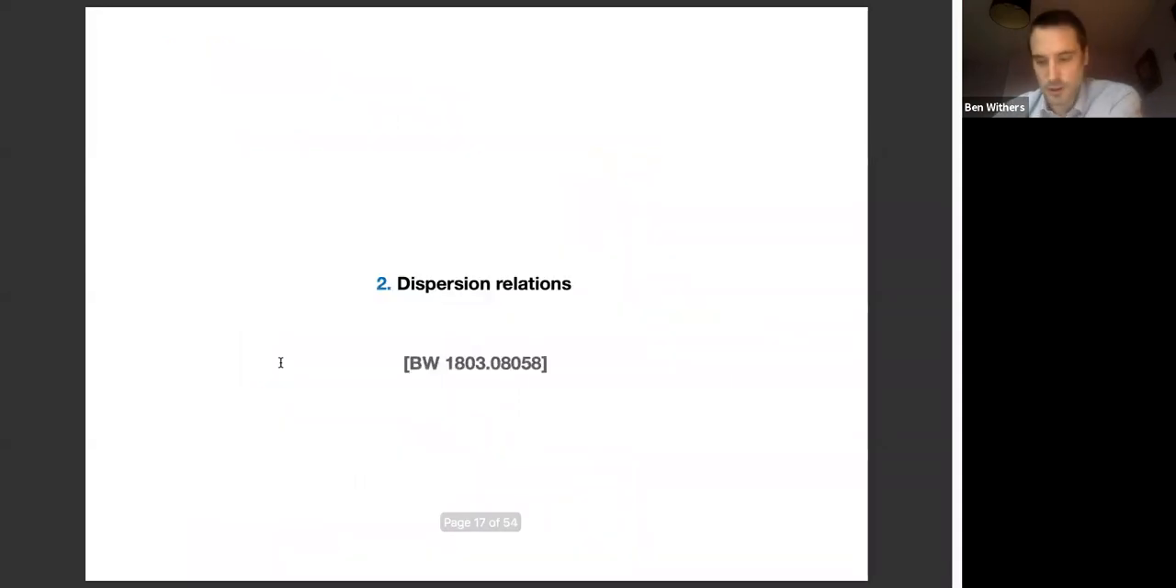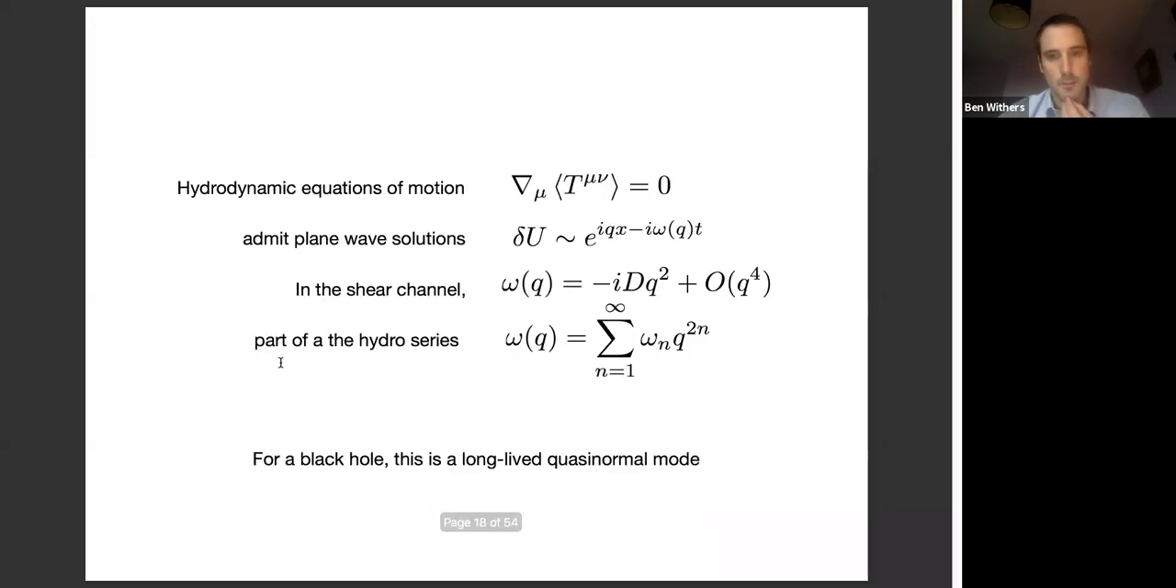Okay, so now let's turn to dispersion relations. This is based on a paper I wrote in 2018. So for dispersion relations, what do we mean exactly? Well, we just take those equations of motion we wrote down earlier, and we look for linearized solutions around equilibrium. Because we're working on Minkowski space, let's just look at plane waves. So there's some momentum q and some frequency omega. Of course, when you plug this into the equations of motion, it tells you the relationship between omega and q.